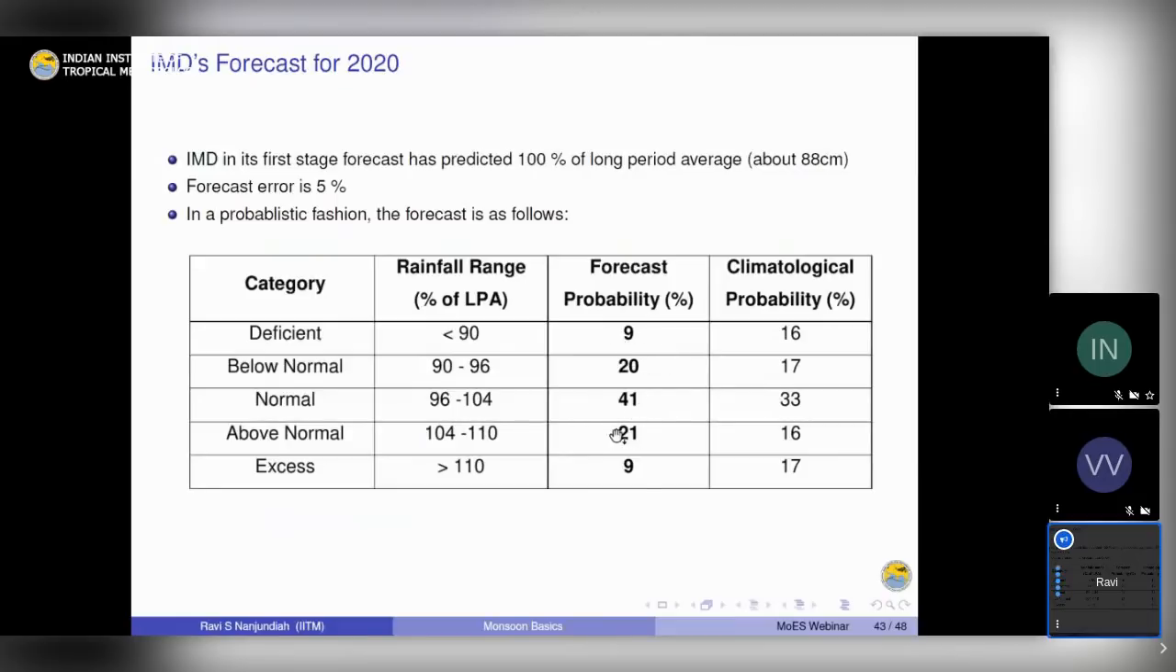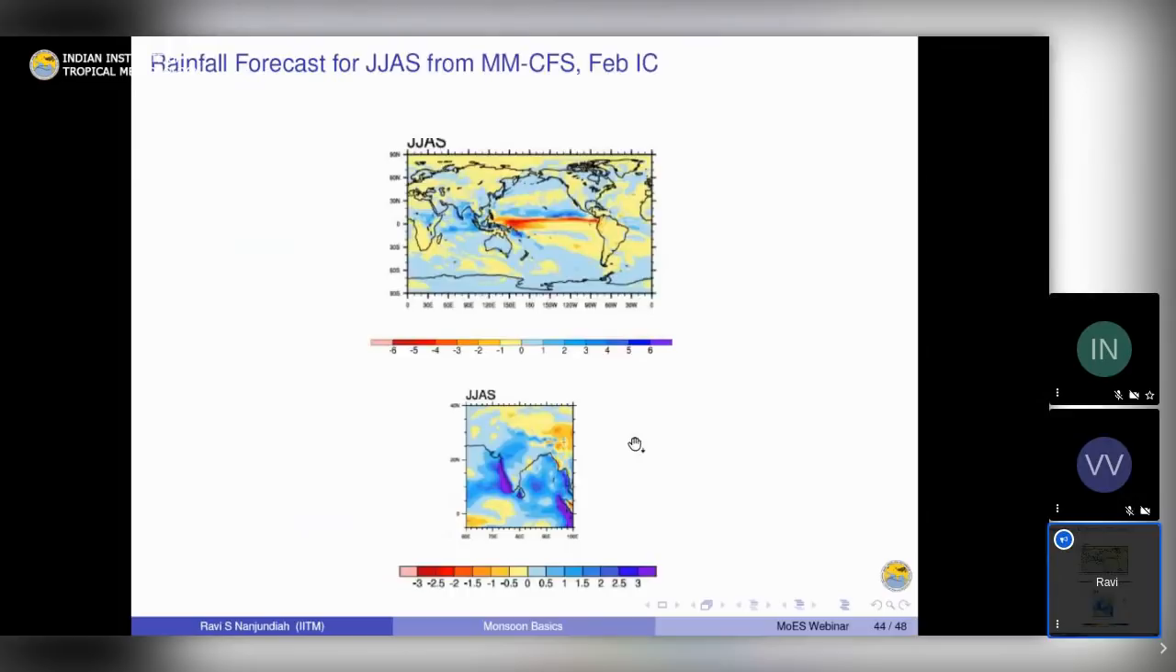If you combine these three, then you know that there is a high probability that we'll get a near normal monsoon. And these are from the dynamical models. This is the global picture of rainfall. Again, the blues indicate high rainfall regions. And if we zoom onto India, this is from the February initial conditions from our climate forecast system developed under the monsoon mission.